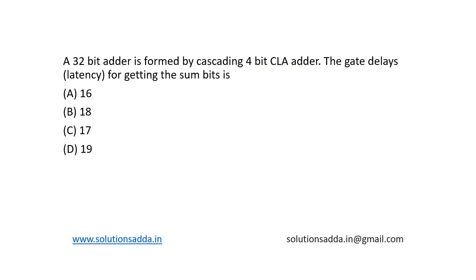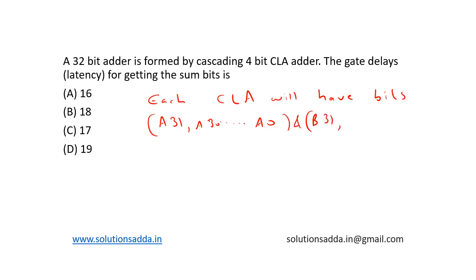This is a question from digital logic. A 32-bit adder is formed by cascading 4-bit carry look ahead adders. The gate delays for getting the sum bits are. So here each carry look ahead adder will have bits A31, A30, etc., A0 and B31, B30, etc., B0 readily available to it.